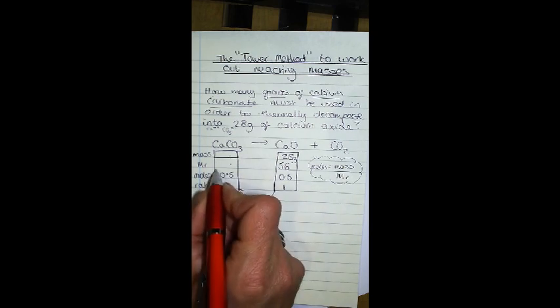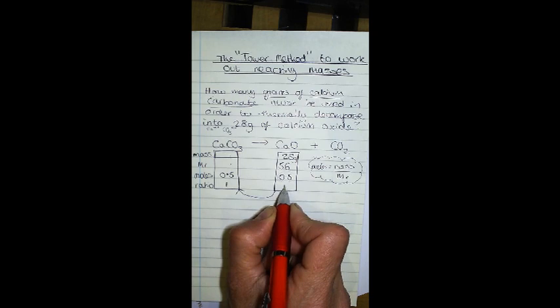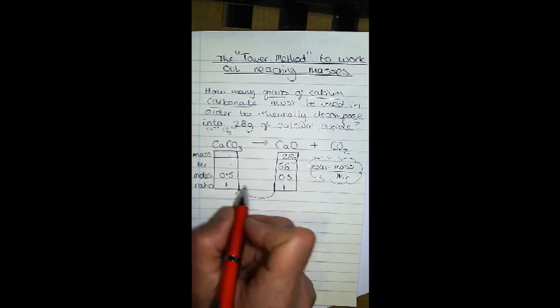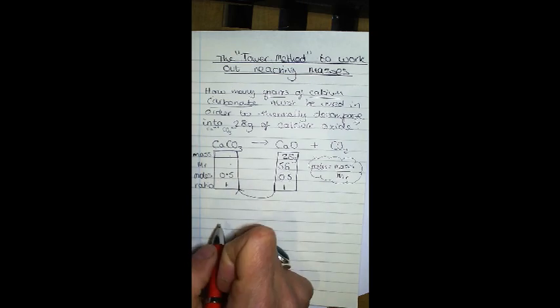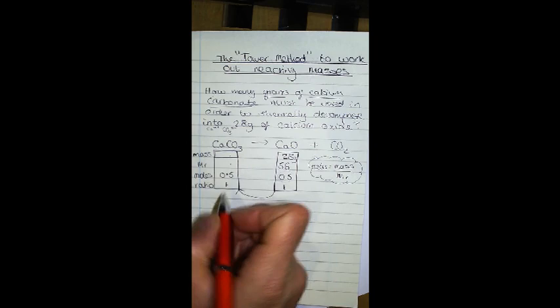So basically, you work this one out and then you use this ratio to fill in that one. Okay, so if it's 1 to 1, it's going to be exactly the same number. I'll do an example in a minute that's not 1 to 1 and you'll see what I do.